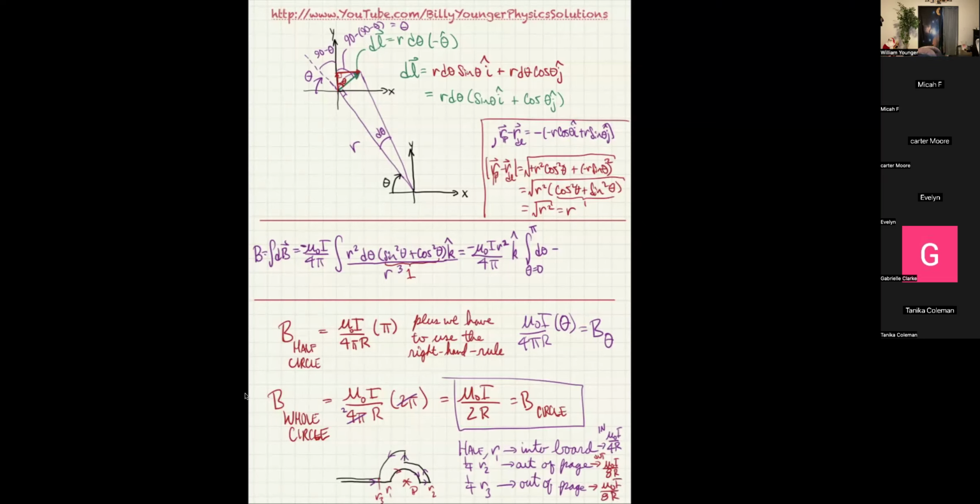But that's a different r, by the way. This one's R1, this one's R2, and this one's R3, even though I used big capital ones. But that's all you have to do for any kind of configuration like this, is you just repeatedly use mu 0 I over 4 pi r times theta. Okay? Anybody have any questions on that one?